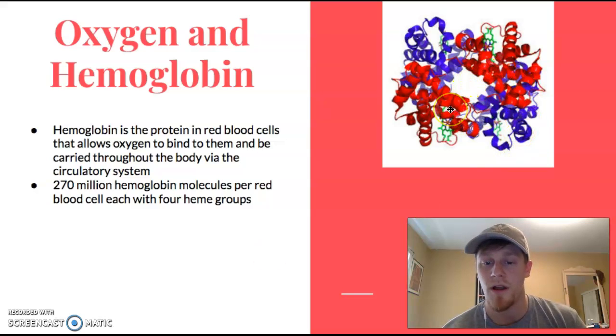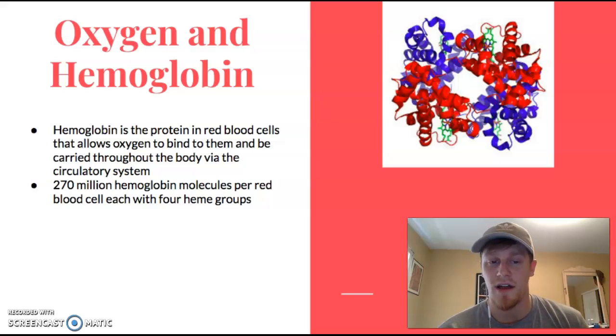It's made up of 4 amino acid chains, each having a heme group, which is the little green structure right here. And then the rest of the structure is the peptide chain that the heme group is attached to. So at the center of each heme group, there's an iron ion where an O2 molecule can attach to it.